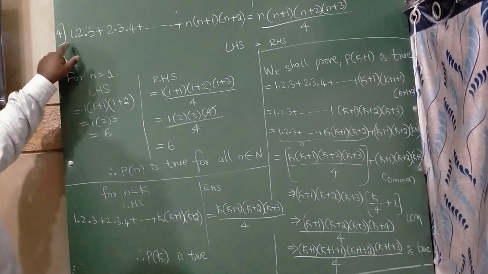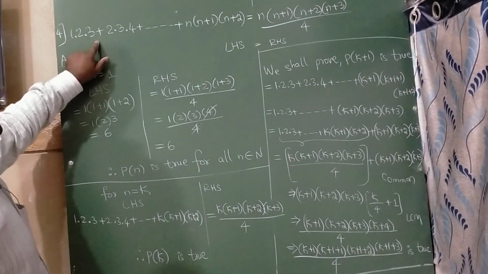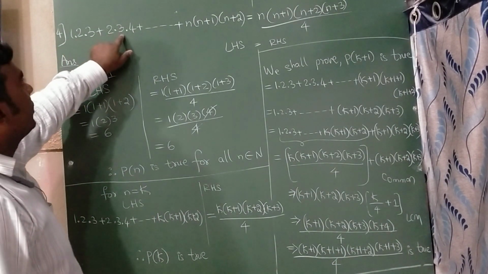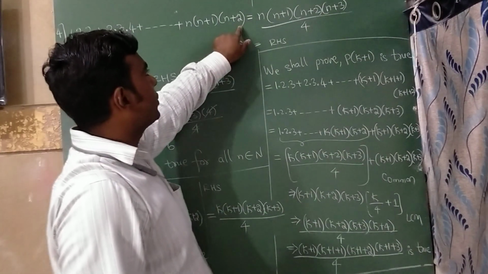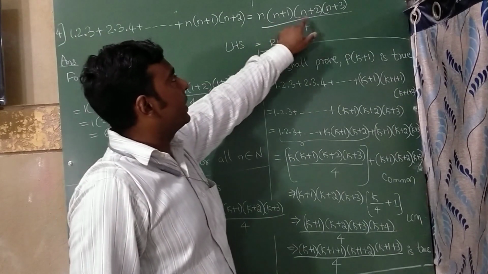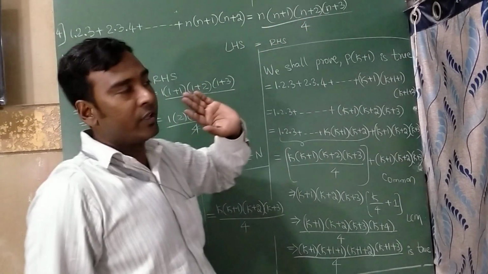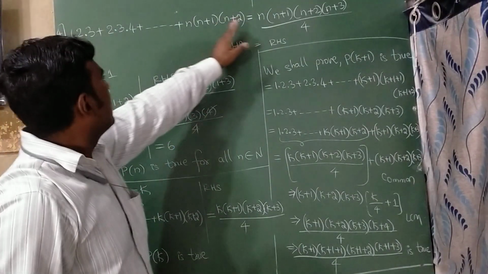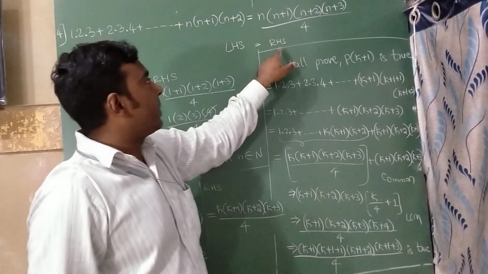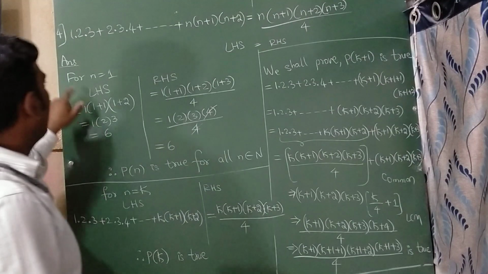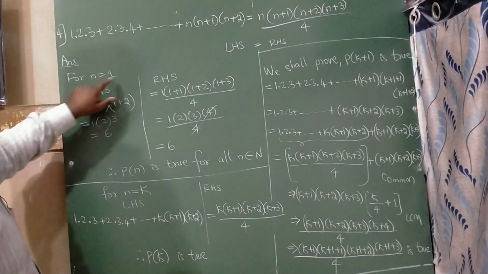Now the fourth question is 1·2·3 + 2·3·4 + and so on up to n(n+1)(n+2) = n(n+1)(n+2)(n+3)/4. We need to prove this. Now this part is the LHS, after the equals sign all this part is the RHS. Fine. Now the first condition is for n = 1.